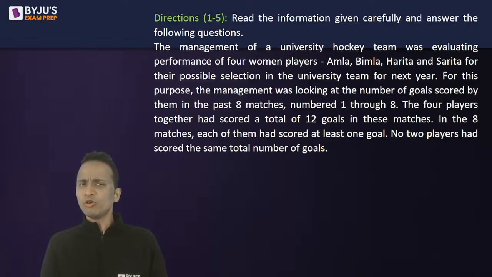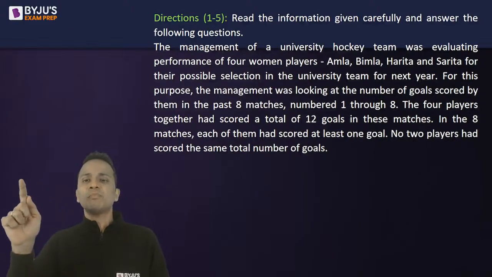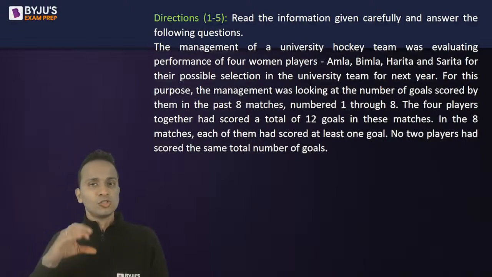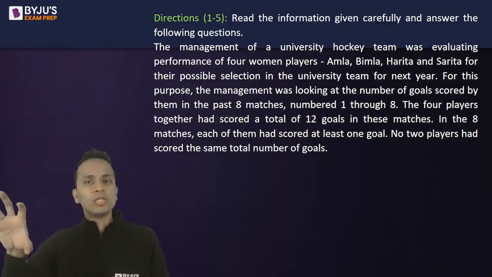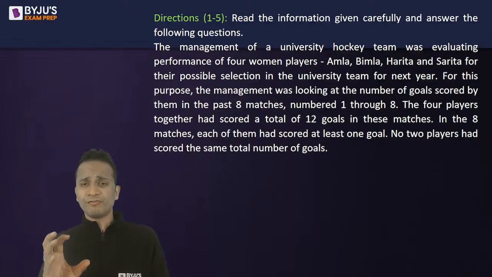Now you will understand how you will have to make the table. Four players and 8 matches. The four players together had scored a total of 12 goals in these matches. In the 8 matches, each of them had scored at least one goal. No two players had scored the same total number of goals. So this is some piece of information that is given to all of you.